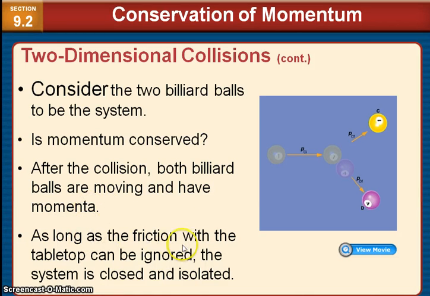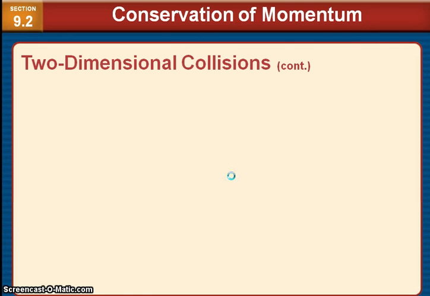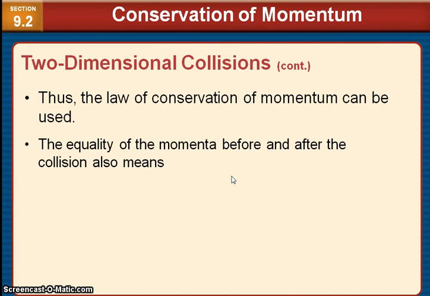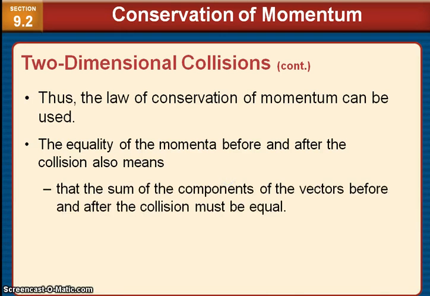As long as friction can be ignored and it doesn't hit the walls, then yes, it is going to be closed and isolated, so momentum can be conserved. So we can use the law of conservation of momentum, which means the momentum before is going to equal the momentum after. But we're going to look at the components of the vectors. So the sum of the components in the x direction have to be equal, and the sum of the components in the y direction have to be equal.